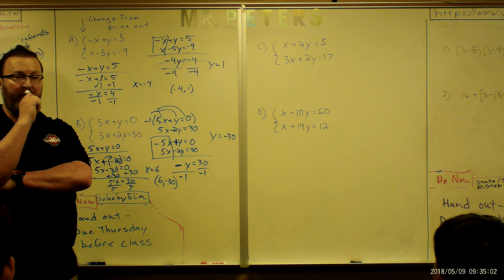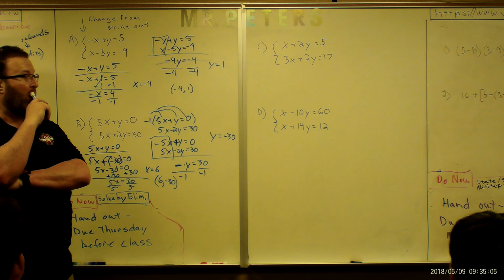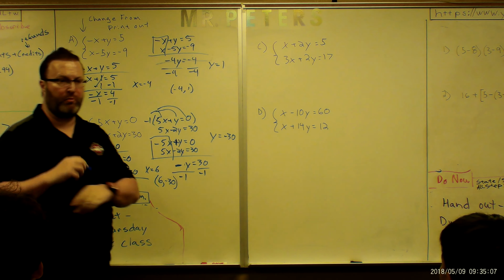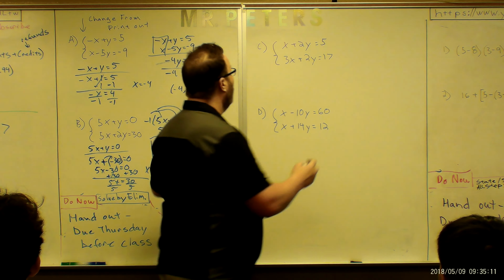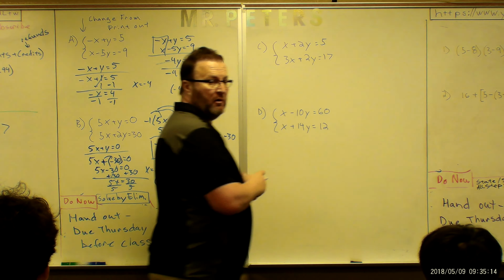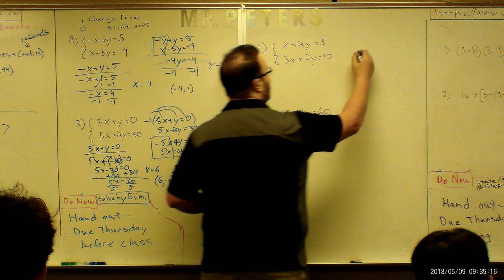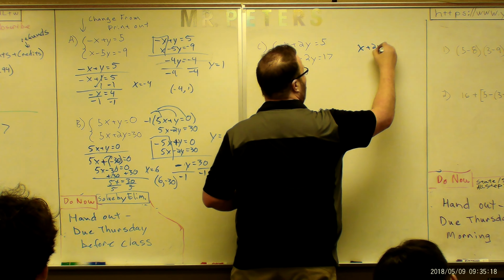Isn't this one kind of obvious? Yeah. How? Because you could just, yeah, 2 positive y's. So that means we could just take 1 and multiply it by -1, right? So which one do we want to do? First one. Yeah, first one's easiest. So x plus 2y equals 5.